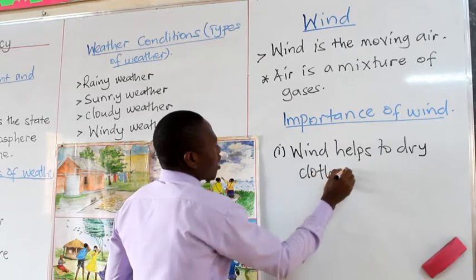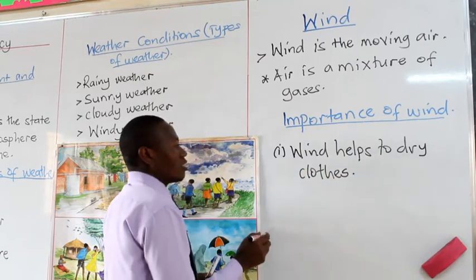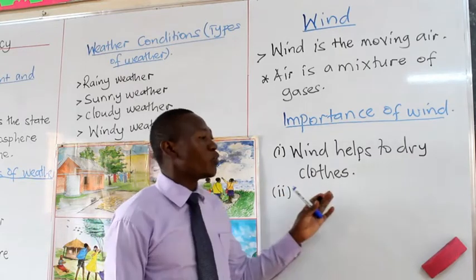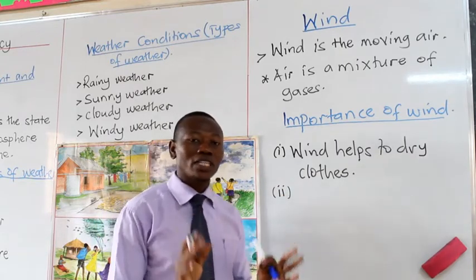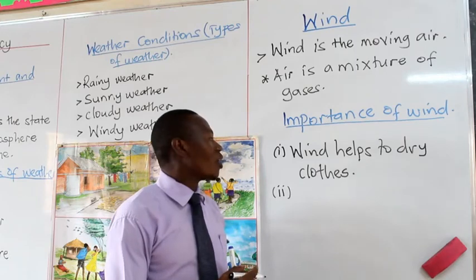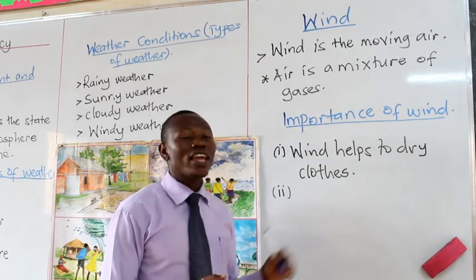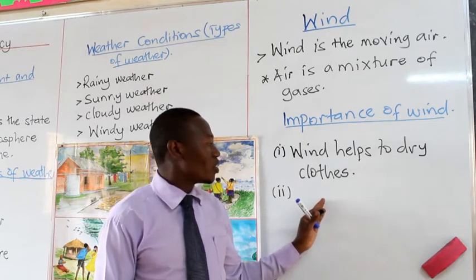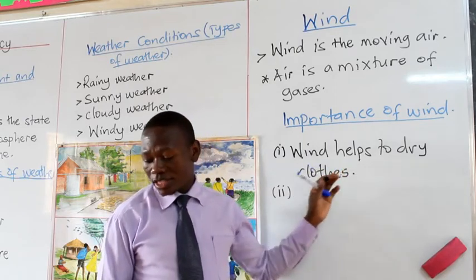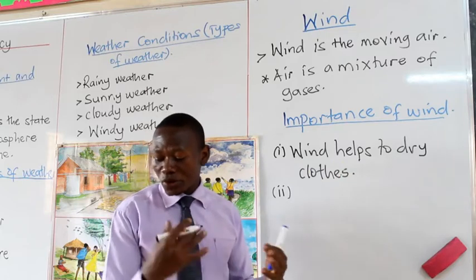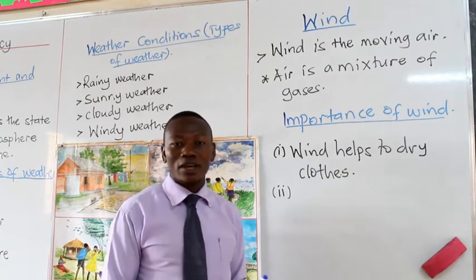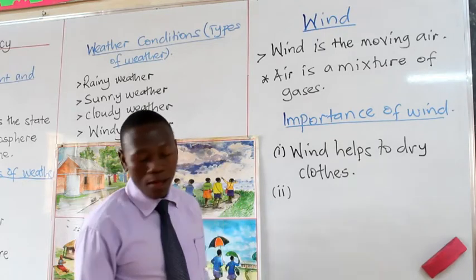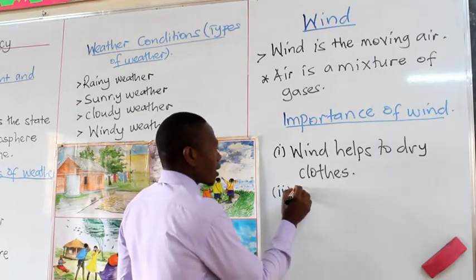Wind dries clothes. It's not only sunshine which dries clothes. When you wash your clothes and hang them up, they will get dry when there is no sunshine. So this is through the wind. Once it blows, the water in the cloth runs out. We say wind helps in winnowing.